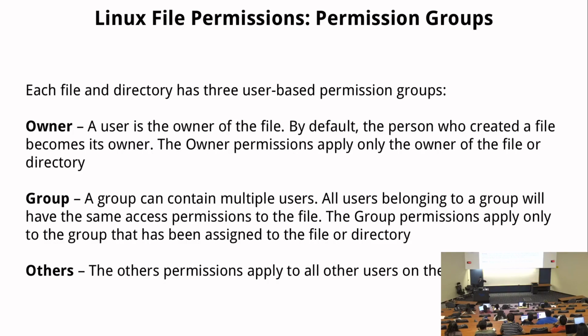Then the second user group is just called the group. A group can have many different users, and all users belonging to this group will have the same access permission privileges to a file. Then there will be everyone else. So you can see the subject here is not every individual on the system, not that level of granularity. For each object, a file, we create three user groups: owner, group, and everyone else. We do not create a permission access control right for each user on the system.